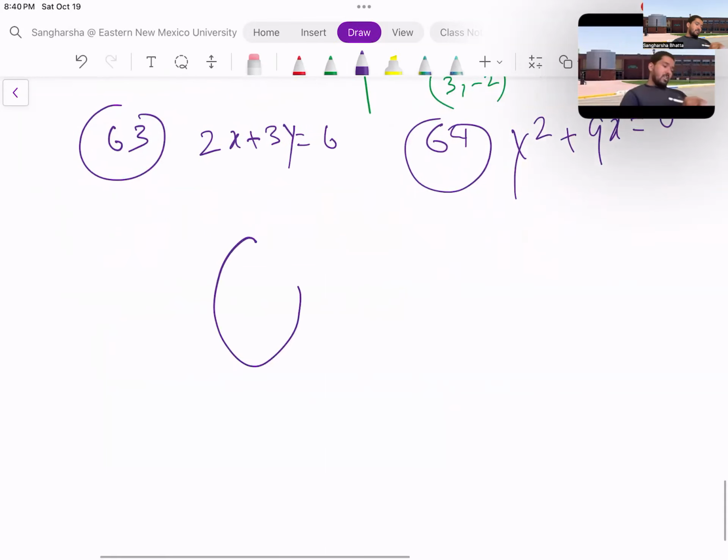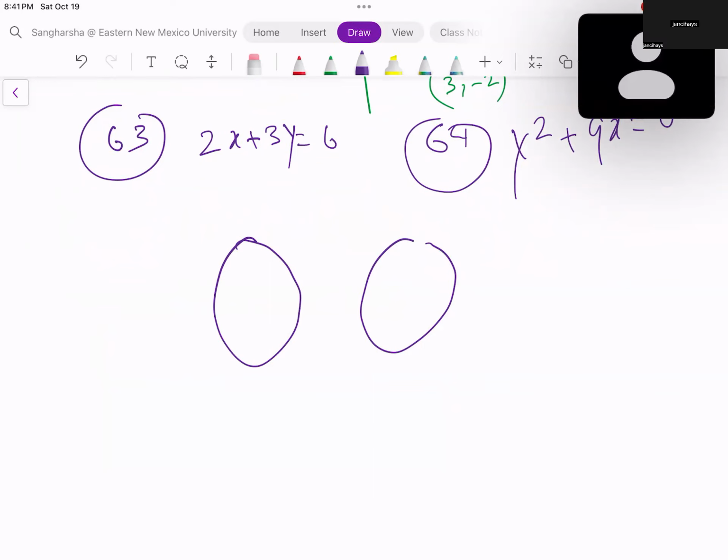Like you have a set here. Am I sharing my screen? Yes. Okay.